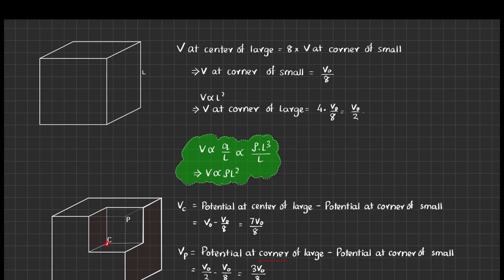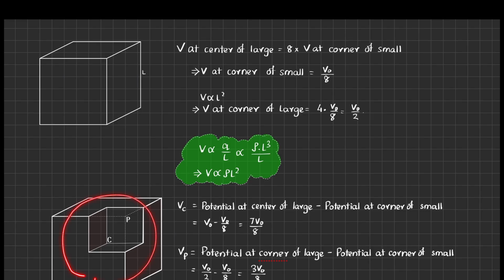Now let's see what is the potential at C. Think right now, if we remove this portion, then the potential of C will become how much? It will be V naught minus V naught by 8, because now there are only 7 such cubes present here. So for 7 such cubes, the potential at this corner will be 7 times V naught by 8. I hope you understood this. There are only 7 such small cubes remaining, right? So here the potential of the 7 cubes will be added up. That will be 7 times V naught by 8.